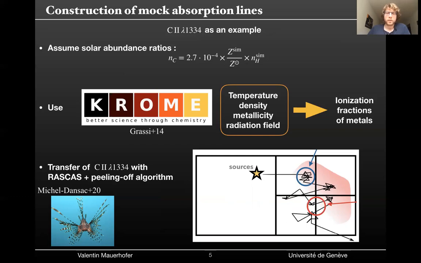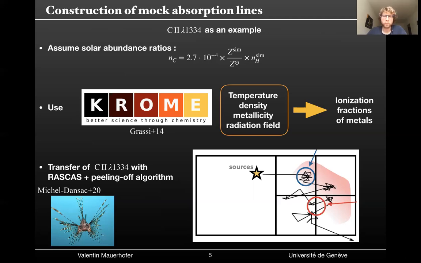First, since it's a metal line and the simulation follows just hydrogen and helium, we have to assume an abundance ratio. So we choose solar abundance ratio, and then the density of carbon in every cell is proportional to the metallicity in the cell, the hydrogen density, and multiplied by a factor to account for the solar abundance ratio. Then to have the density of C2, we need to compute the ionization fractions.